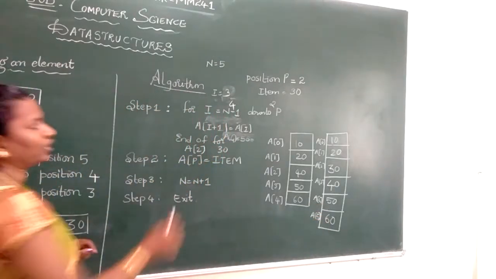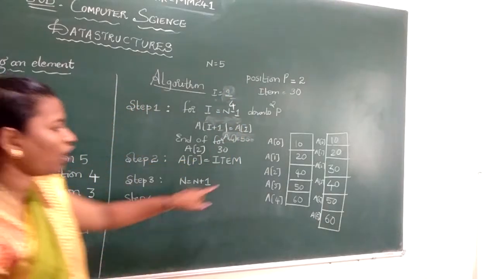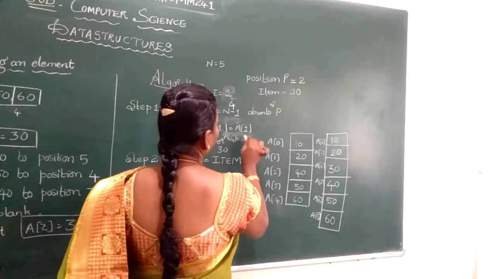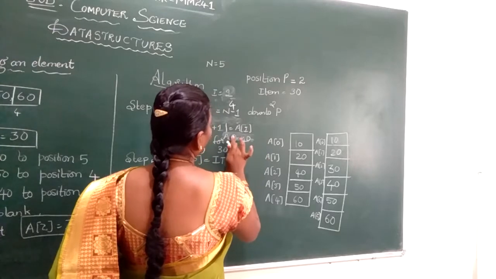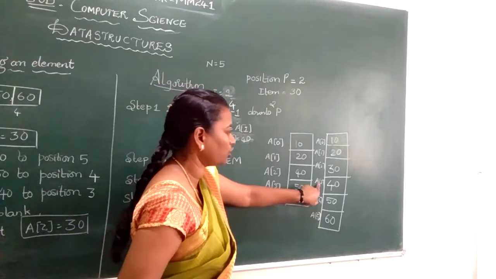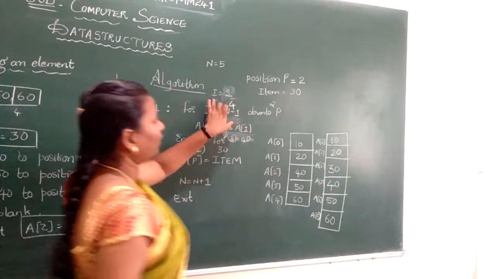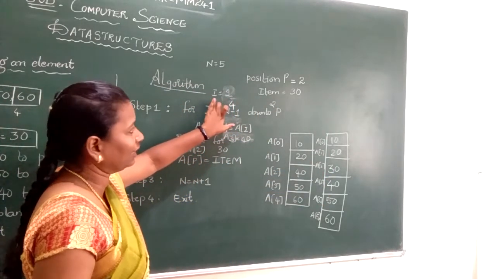Again I value gets decremented. I value is 2. Okay. What is my A of 2? 40. Okay. 2 plus 1, 3. Where my 40 will go to third position. A of 3, 40. Now this place is vacant. Now I value again further it will decrement, it will be 1.